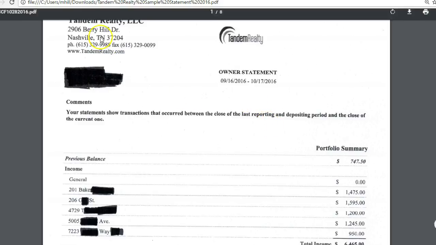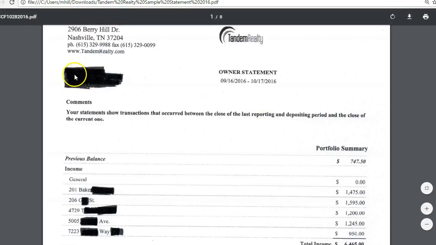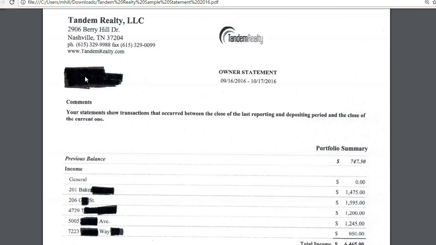The first thing you want to do is you will notice that each person who is considered an owner or a part of the ownership entity of the property will be listed up here, or one person will, and then each individual owner will have their own set of statements. So if you've got two people that are considered owners of the property, two statements will be sent. One person that's considered owner of the property, one statement will be sent.